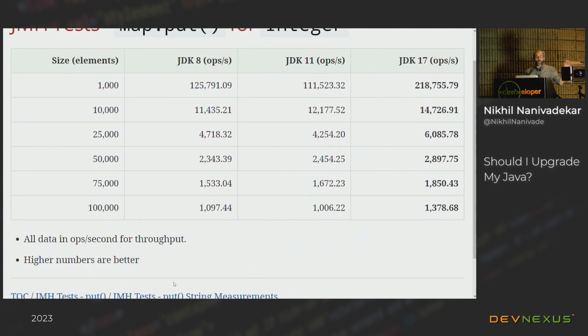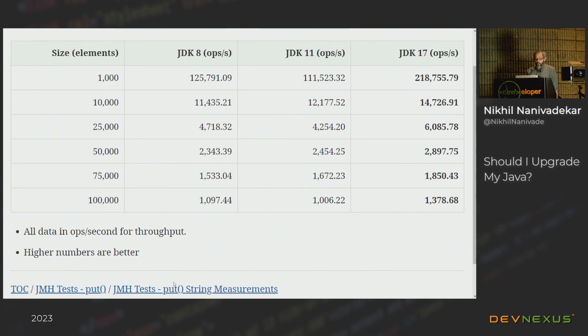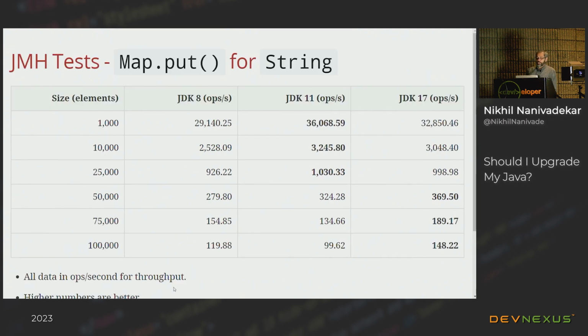All the data is in operations per second and it's for throughput, so higher numbers are better. With that, let's look at String, because String is a bit interesting. From 1,000 to 25,000 elements, I saw that JDK 11 was performing better than 17, okay? And from 50,000 to 100,000, it was JDK 17.